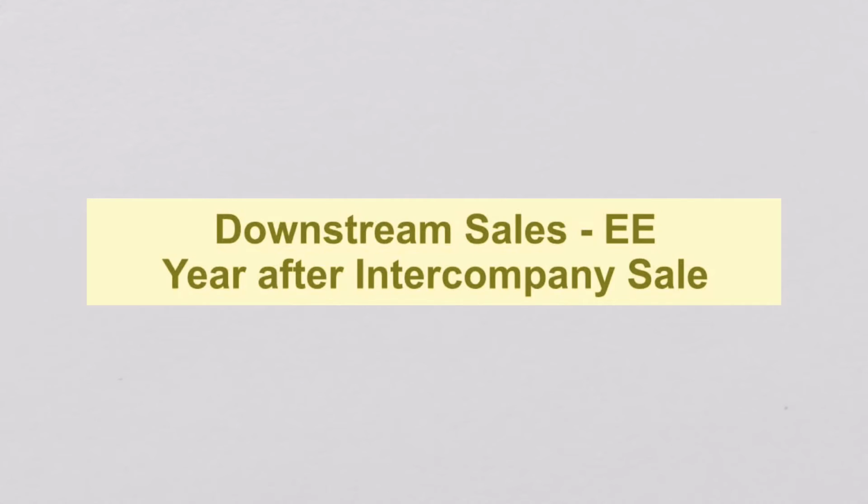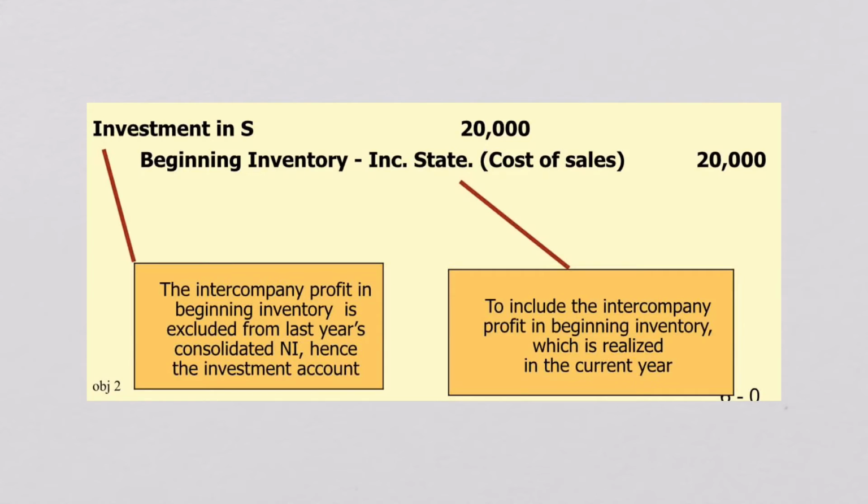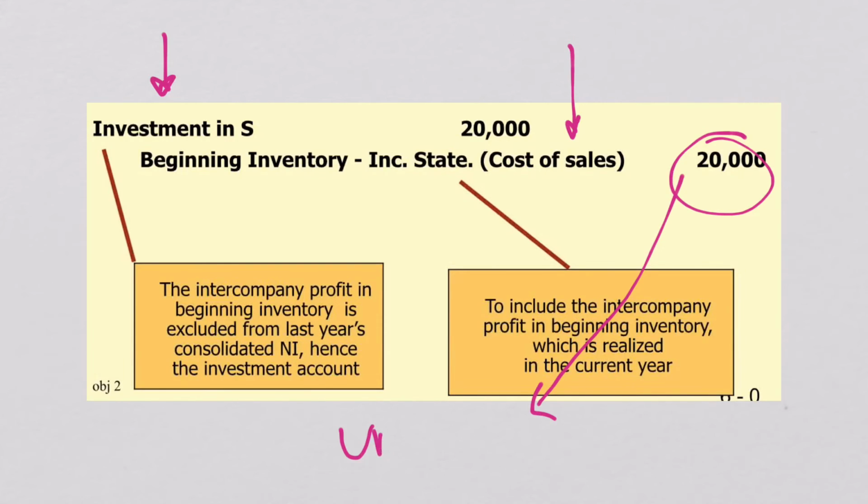And then we move on to the downstream sale elimination entry the year after the intercompany sale. So in the next year, the elimination entry works like this. It's a debit to the investment account and a credit to the cost of sales. The reason being is this now reduces the cost of goods sold. This is reducing the cost of goods sold and thus increasing profit, bringing back the unrealized profit. That's the theory, and that's what it's doing.